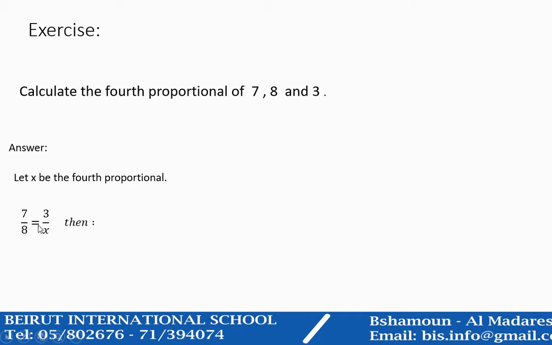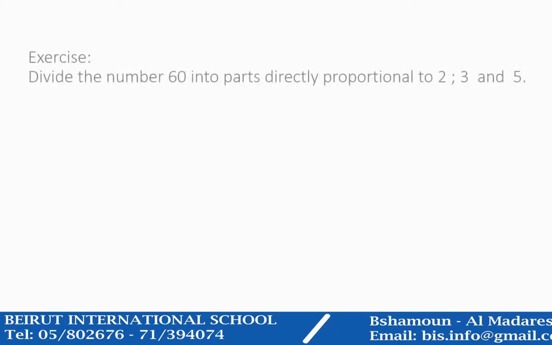You multiply extremes and means, so you get 7x equals 24. 8 times 3 is 24. So to calculate x, you move 7 from here. So x equals 24 divided by 7. In this way, you find x.